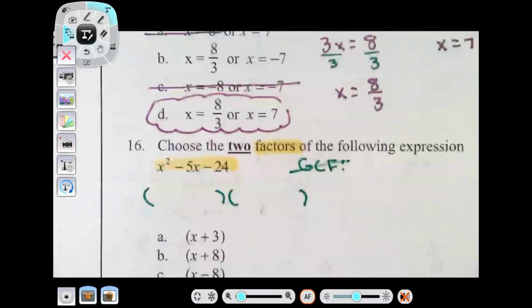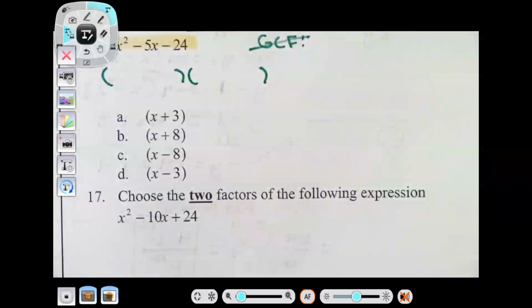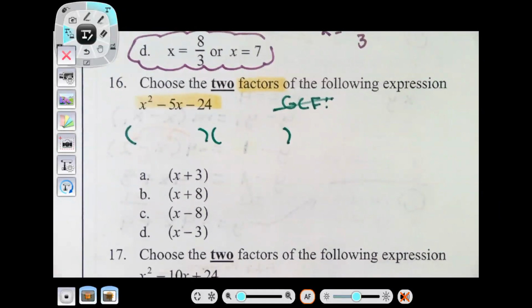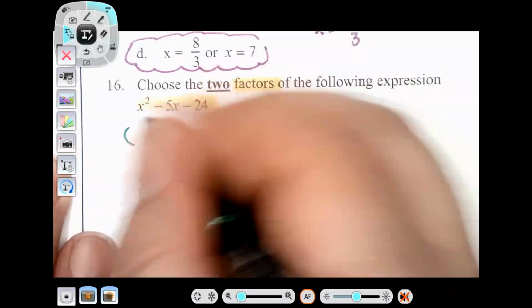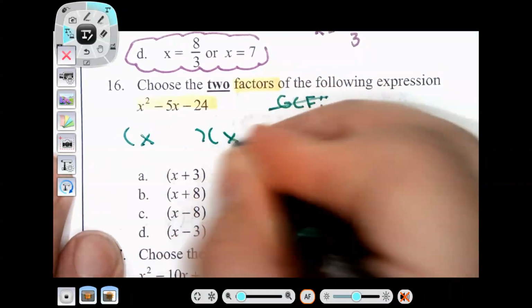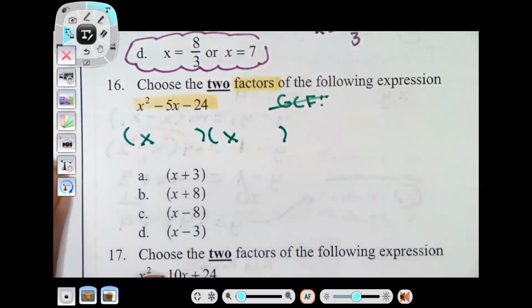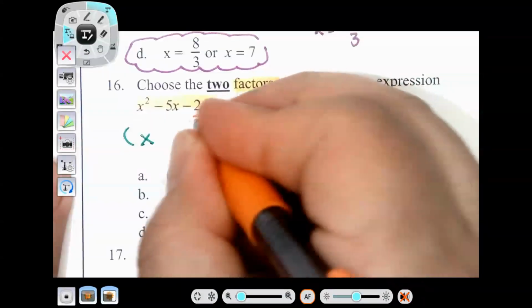Right underneath it. Oh, sorry. There we go. Now you can see it better. There we go. We have x squared. Well, that's easy, x and x. There, that x is done. What I look at now is this, the 24.